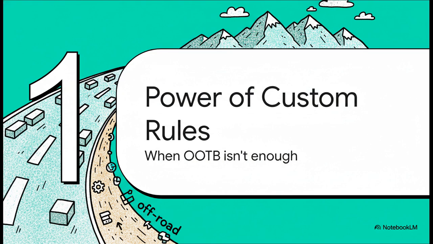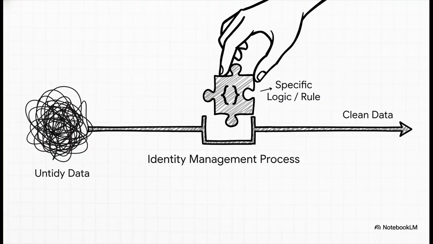Look, any standard identity platform gives you a really solid foundation to build on. But to handle your company's unique, sometimes quirky data challenges, you've got to be able to go off-road. And that's where custom logic comes in. That's what rules are all about. You can think of them as little snippets of code that let you inject your specific business logic right into the middle of the identity management process. They're how you handle all those one-off exceptions and weird complexities with total precision.